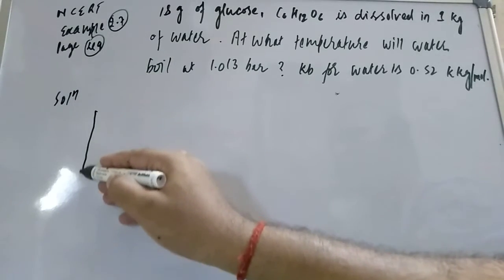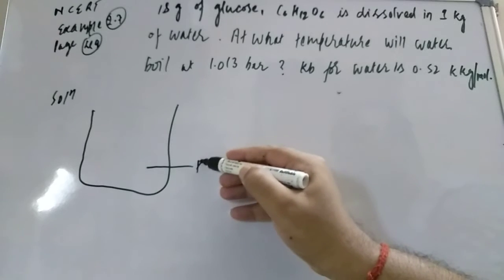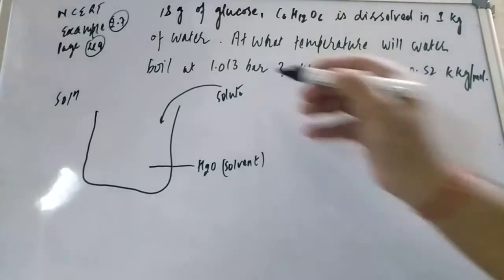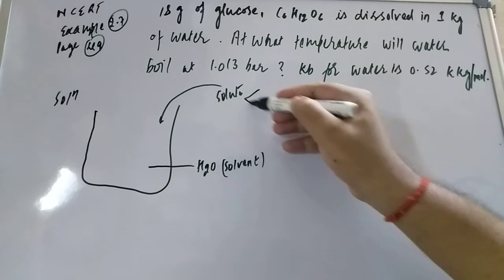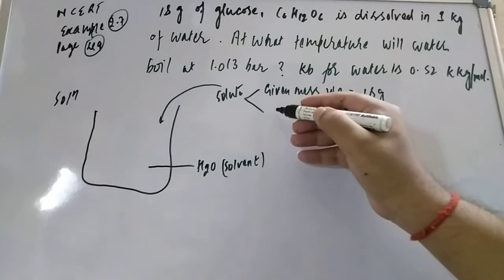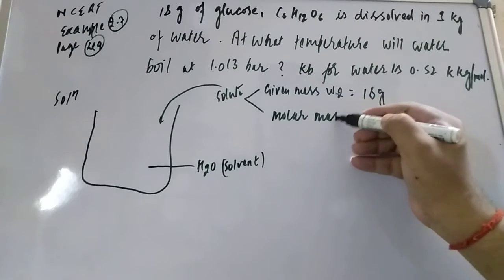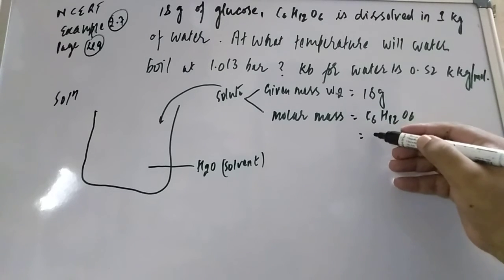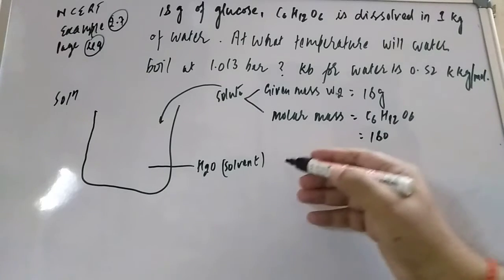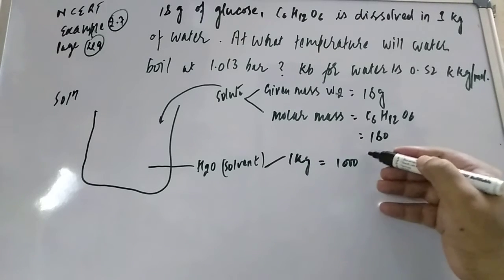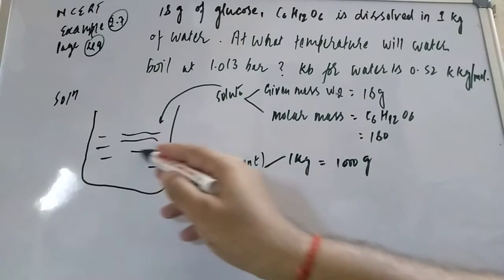So let us do the solution. Here there is a container with water as the solvent, and the solute is dissolved in it. The given mass of solute is W2, and they have given 18 gram. Now the molar mass of glucose, C6H12O6, you can easily calculate, student; it comes to 180. For the solvent, they are saying it is 1 kg, which you can convert into 1000 gram, because the formula in the problem is in gram.